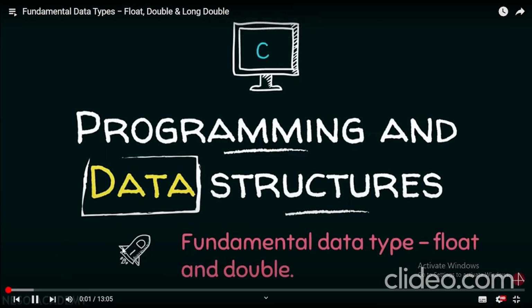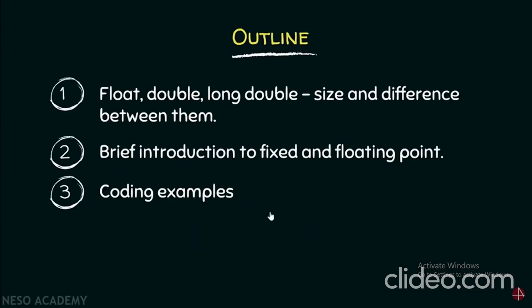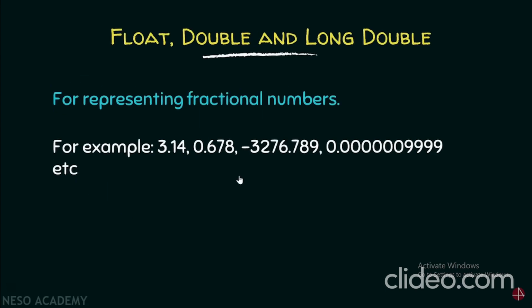Today we are going to talk about two fundamental data types called float and double. Our outline of this lecture would be to study float, double, long double, their sizes and the difference between them. We are also going to have a brief introduction to fixed and floating point. We will also see some coding examples to help illustrate the concept of float, double and long double.